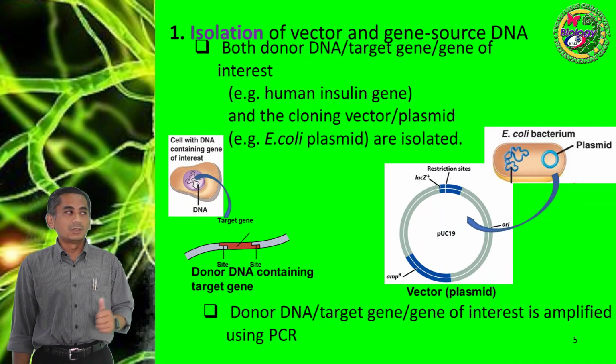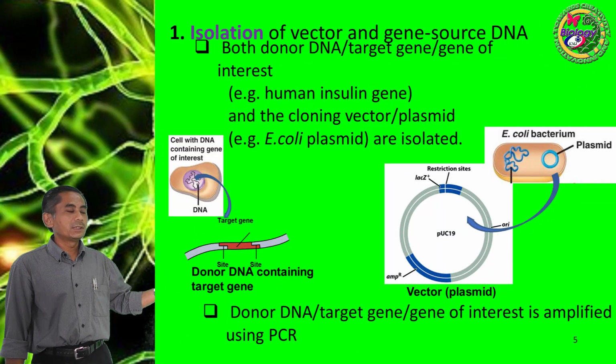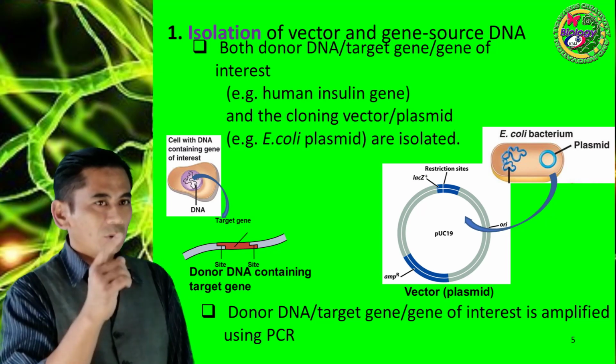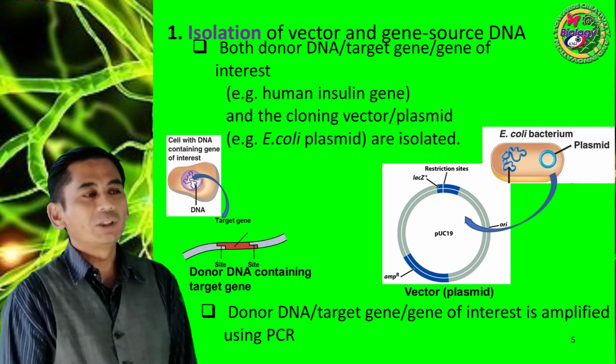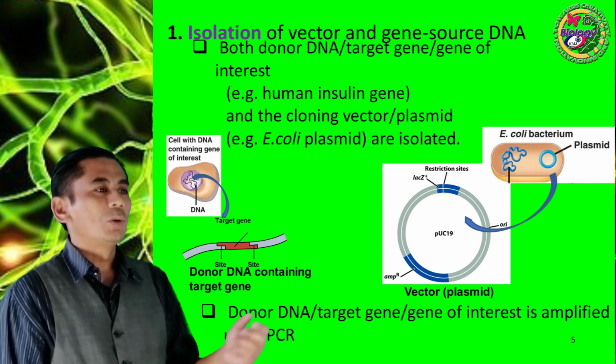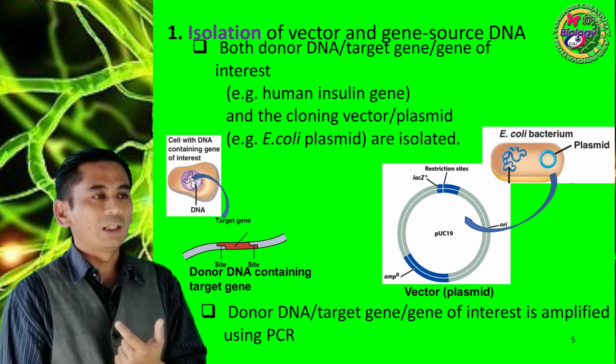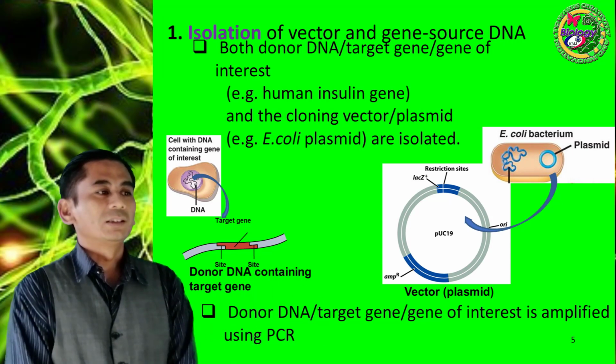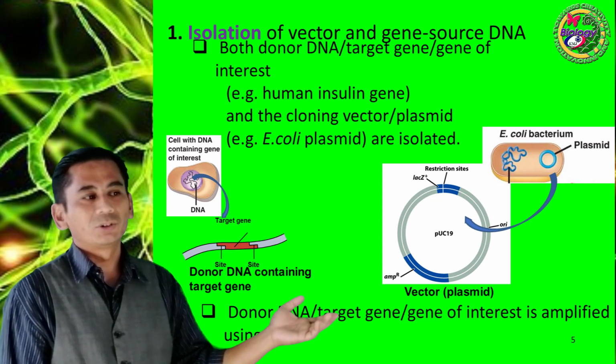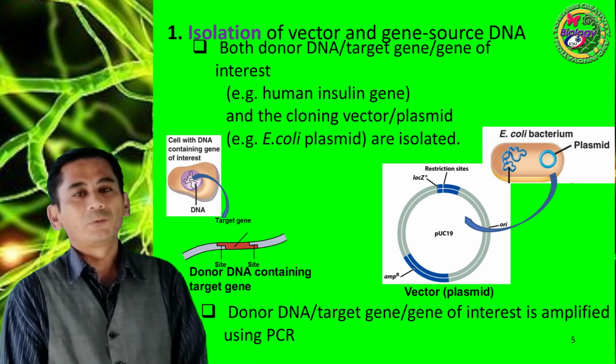So, now let's look at the steps in more detail. In isolation, both the donor DNA, target gene, gene of interest, and the plasmid are isolated. The gene of interest is isolated from the DNA source, while the plasmid is isolated from E.